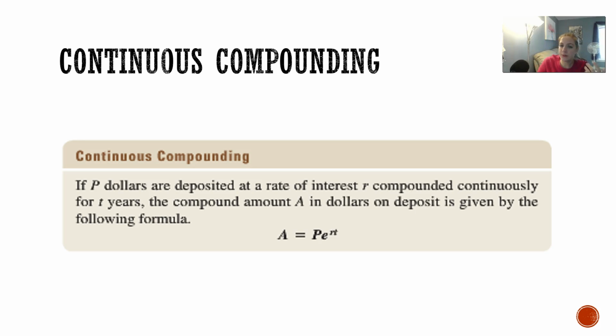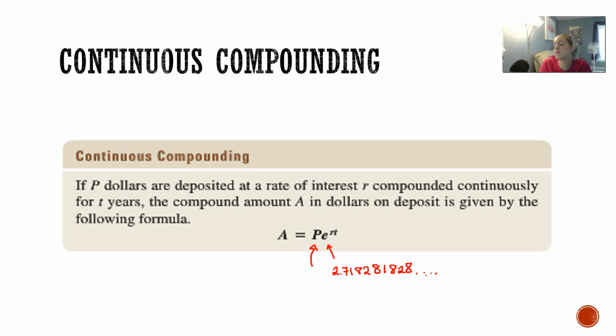Now P is your principal, right? That's still how much you're investing. E is a number. Now, I don't know if you guys were aware of this, but E is like pi, it's a constant number. E is 2.71. I don't have E memorized. I'm going to be honest with you guys. 2.71828.